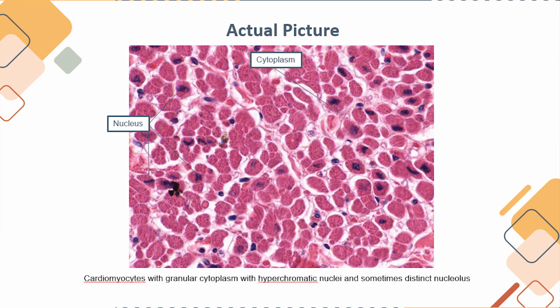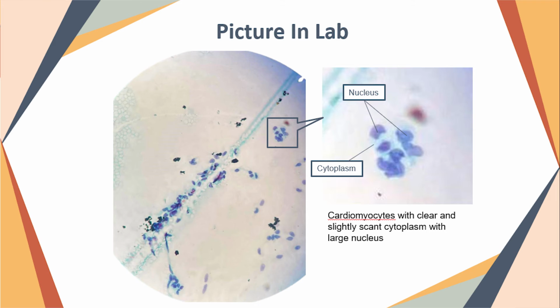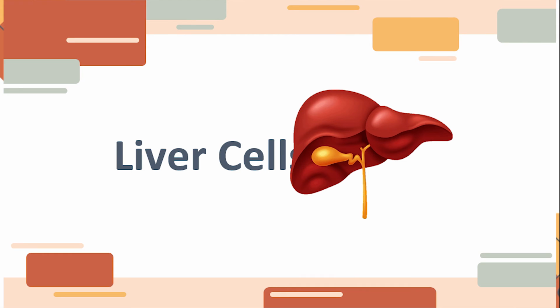Next, the picture demonstrates the cell morphology of cardiomyocytes, or the myocardial cells, with a large nucleus and slightly scant cytoplasm, but with a well-defined membrane. The next slide shows the myocardial cells obtained by impression smear with a well-defined cell border and clear cytoplasm that takes up a blue-green color, while the nuclei are stained blue and appeared large.